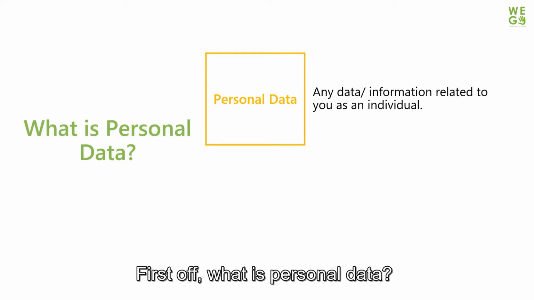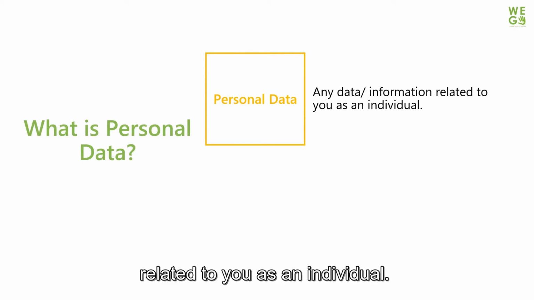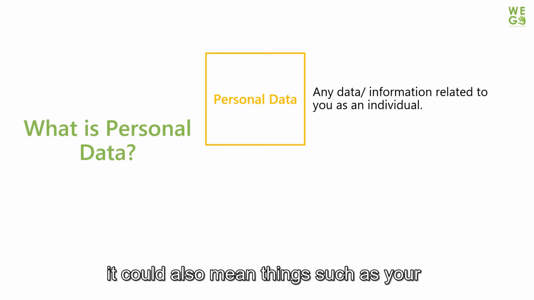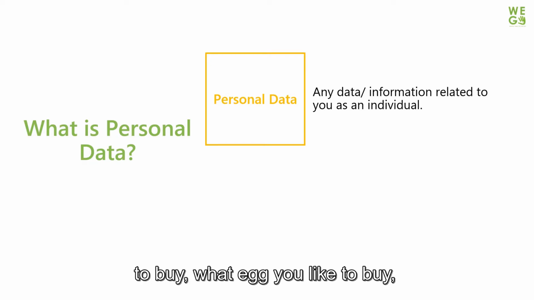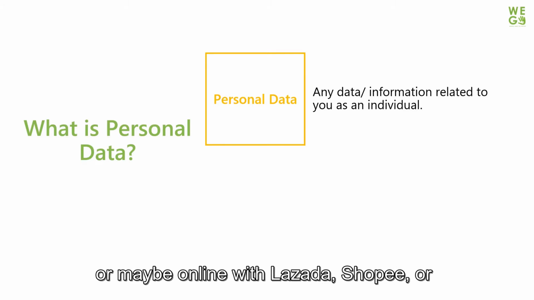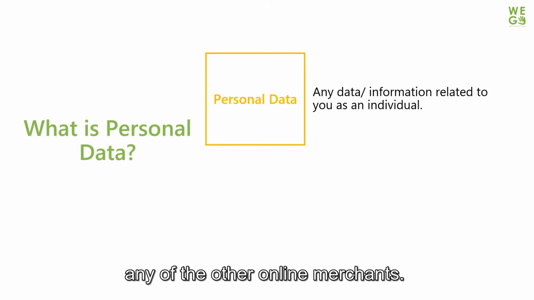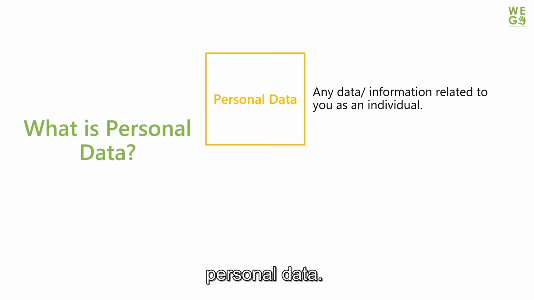First off, what is personal data? So personal data is basically any data or information related to you as an individual. This could mean your birthday. It could also mean things such as your shopping preferences, what milk you like to buy, what egg you like to buy, where you like to shop, be it offline in a supermarket or maybe online with Lazada, Shopee, or any of the other online merchants. So that can all be considered as your personal data.